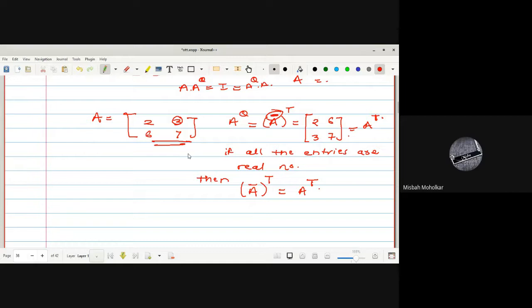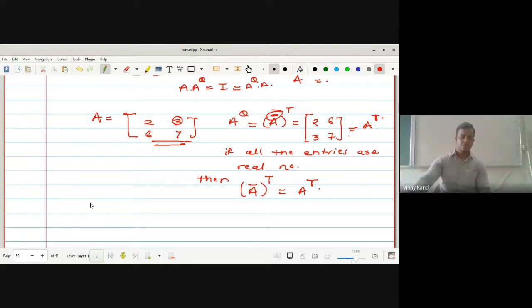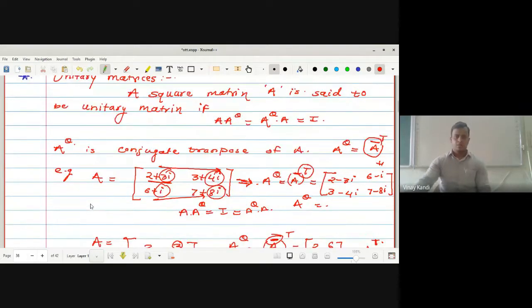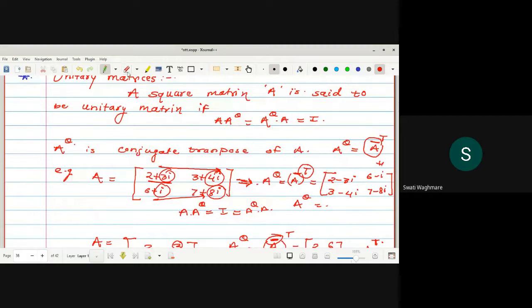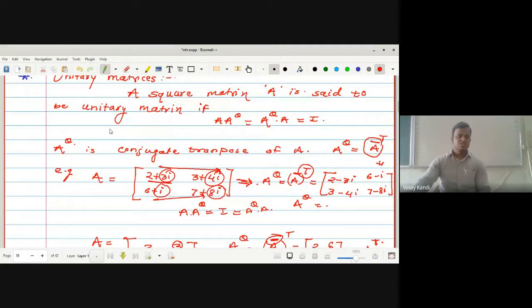No, sir. Okay, do you understand what is going on? Yes, sir. So this is the definition of a unitary matrix. A square matrix A is said to be a unitary matrix if A into A theta is equal to A theta into A is equal to I, where A theta is the conjugate transpose of A, or we can say the transpose of the conjugate of A.